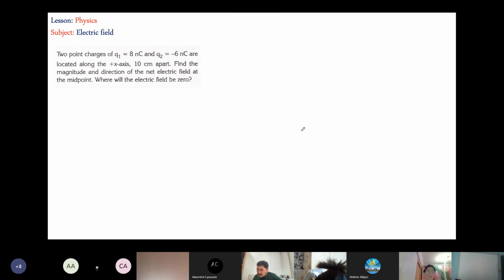Okay, 1 minute left. Please try to solve the problem. They are along the same line. They are not perpendicular to each other. They are on the same line.